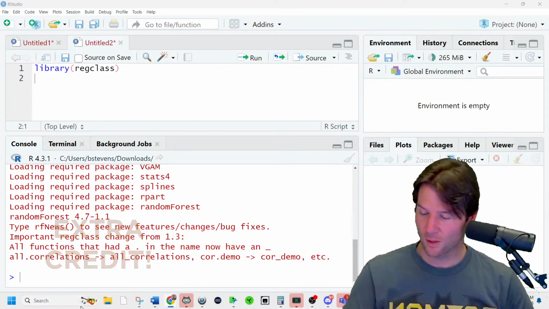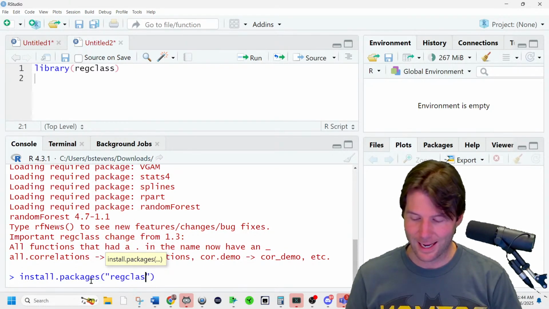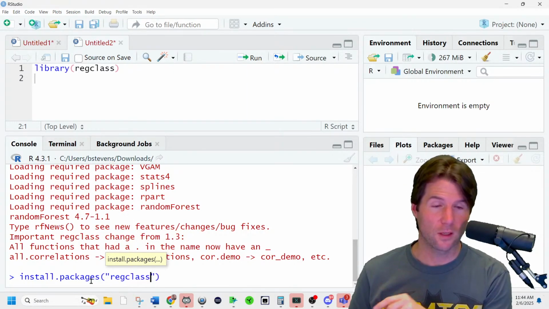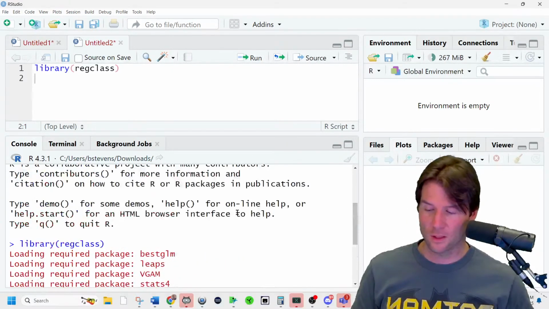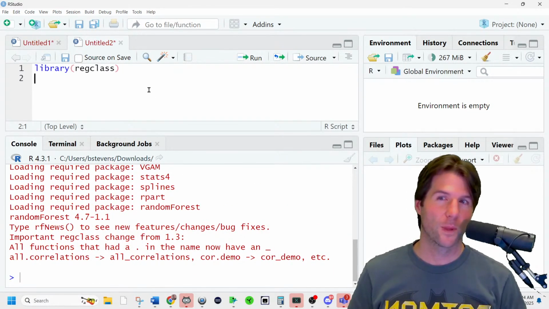You're right, Dave. You have to go down here. Someone's saying it didn't work. Install the packages, reg class. It has to be in quotes. It has to be exactly that and spelled correctly, with correct capitalization and everything. Okay, so mine works, mine loads. It looks scary, but it did load. It's just telling me a bunch of loading required packages and all that jazz.